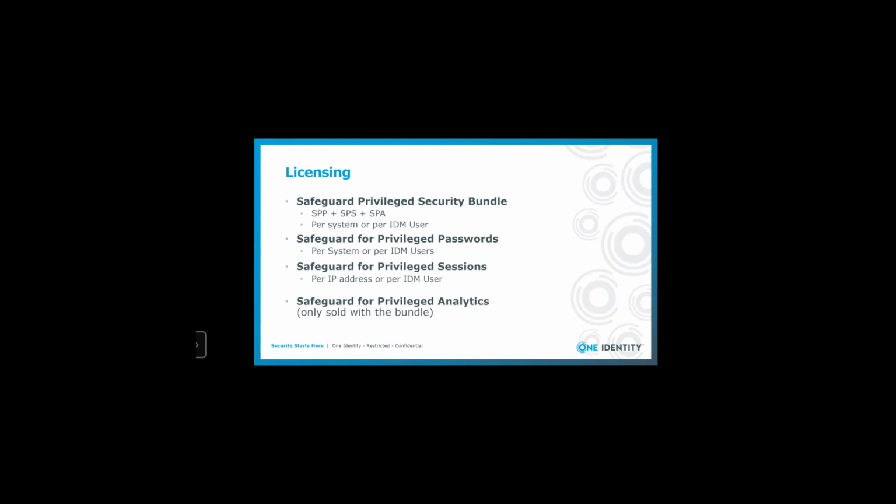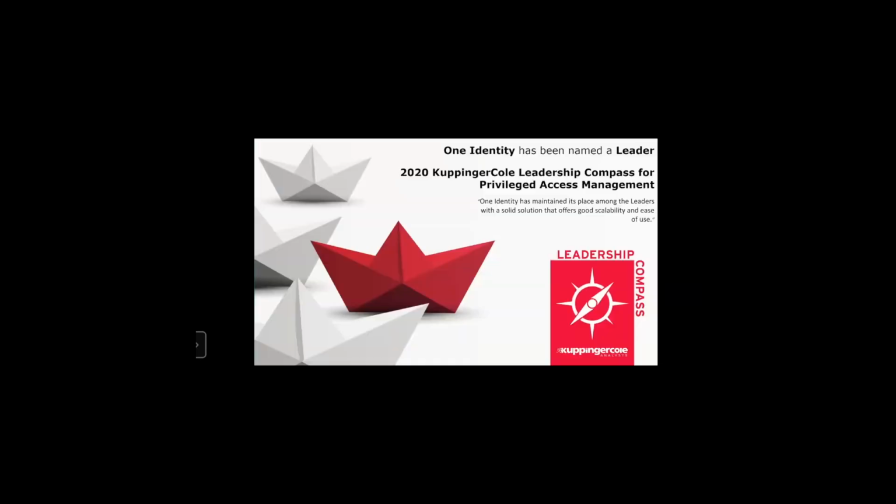That's because analytics, to work, needs the password piece and the session piece. The password piece knows the user structure in the organization. The session piece knows the session activity. These combined can provide the analytics with the required information to build the baseline. Safeguard has been named a leader in the Gartner and KuppingerCole reports this year.